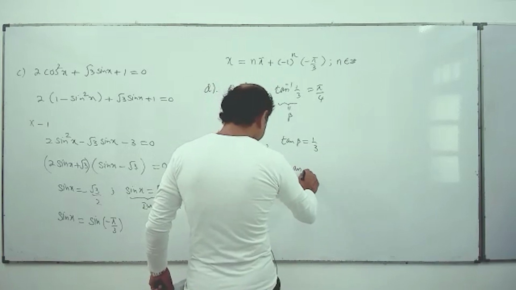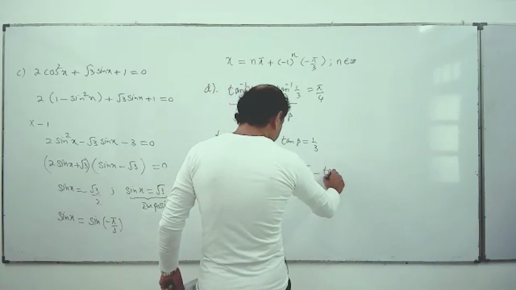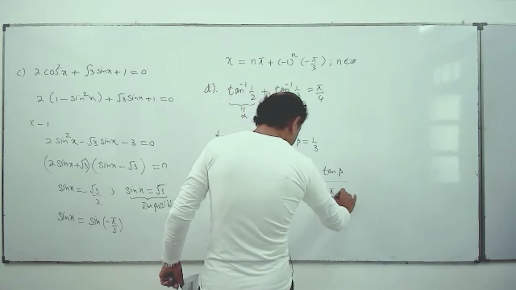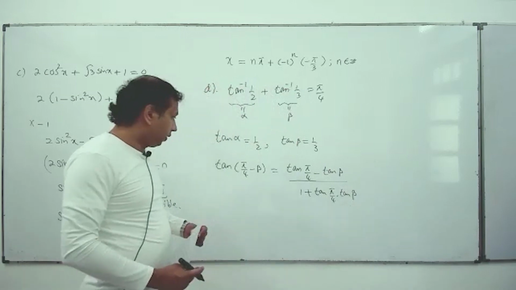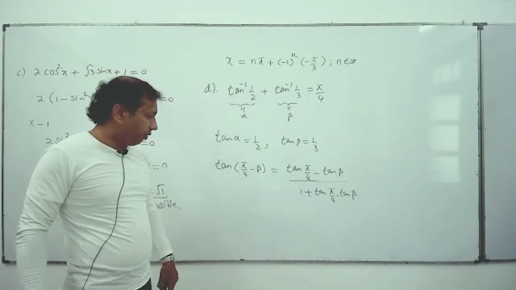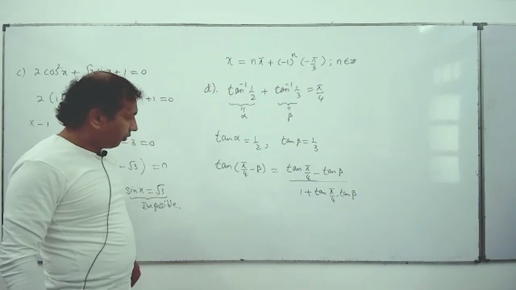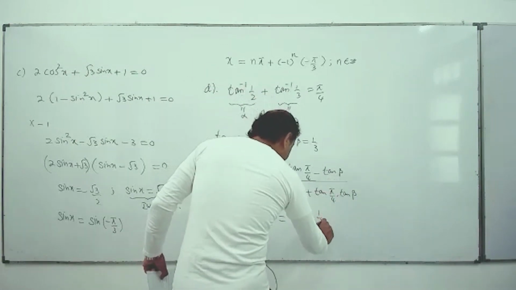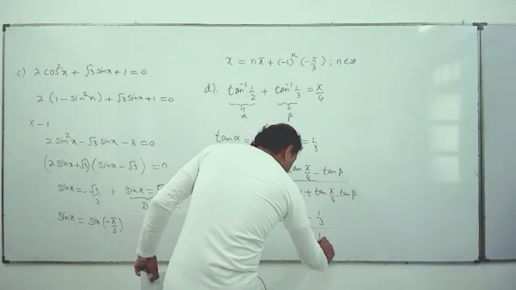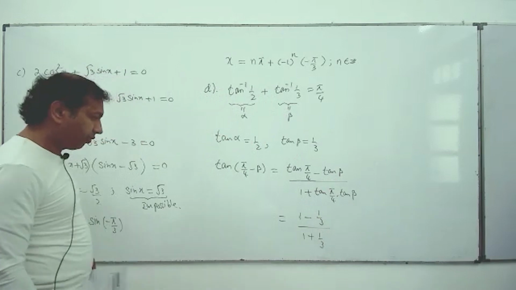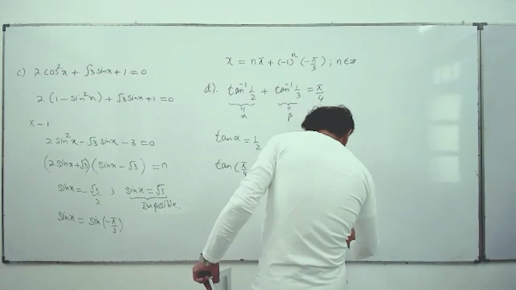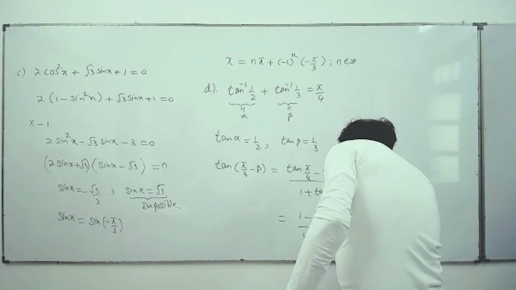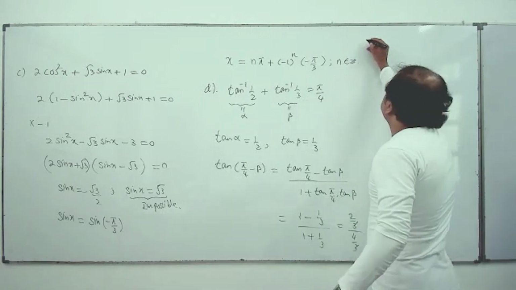Tan of pi by 4 minus beta is tan pi by 4 minus tan beta divided by 1 plus tan pi by 4 tan beta. I expanded this using the tan A minus B formula: tan A minus tan B divided by 1 plus tan A tan B. Tan pi by 4 is tan 45, which is 1. So 1 minus 1/3 over 1 plus 1/3. Simplify this: 3 minus 1 means 2, so 2/3 numerator, and 4/3 denominator. This and this you can cancel down, we get half, right?